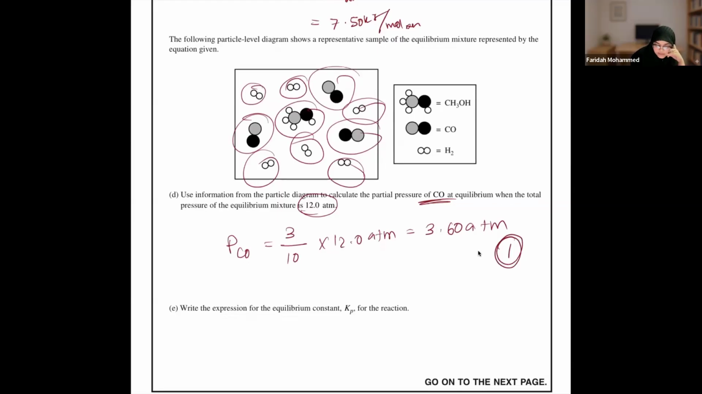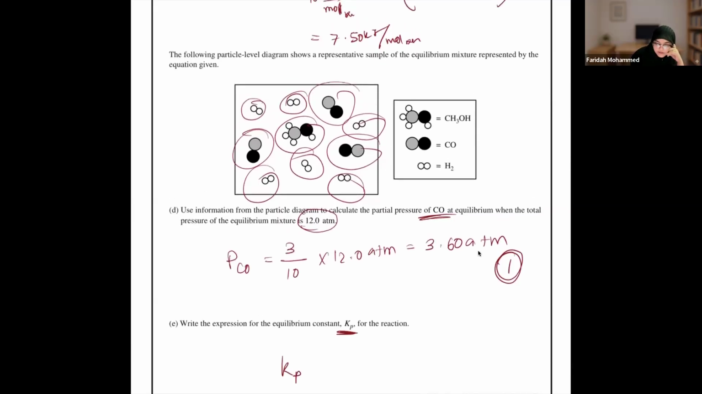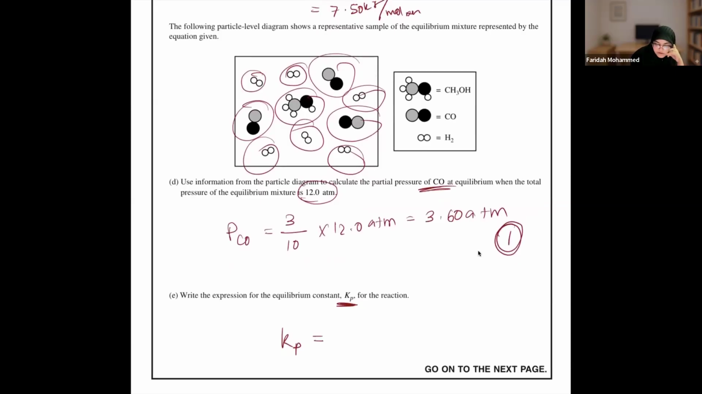For E, it's Kp, right? If you put bracket, it's not bracket, it's the P. Product over reactant. Make sure you have the square on the H2. Okay. 1 point.